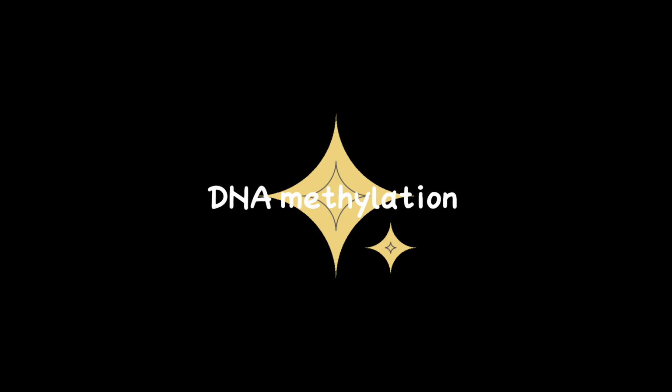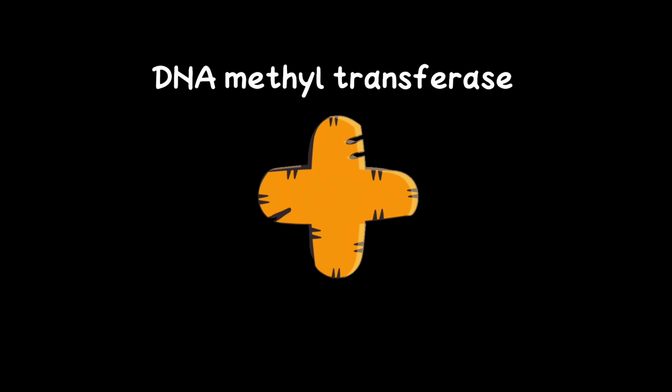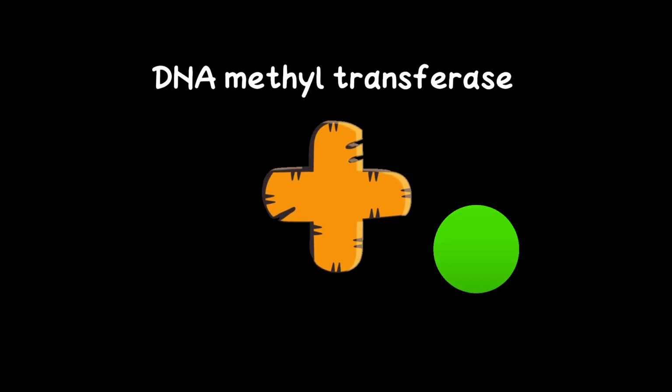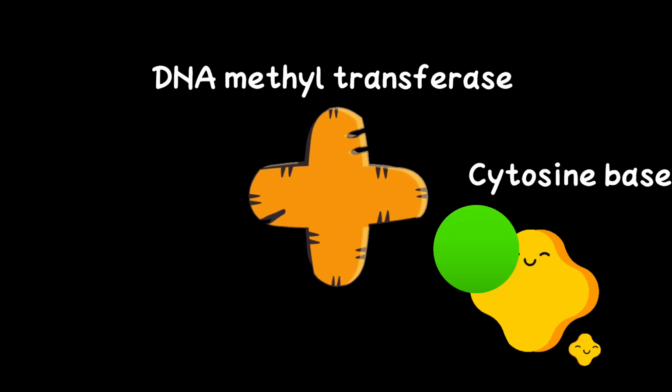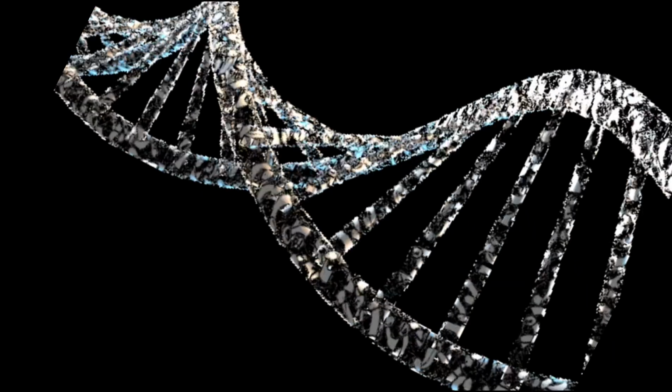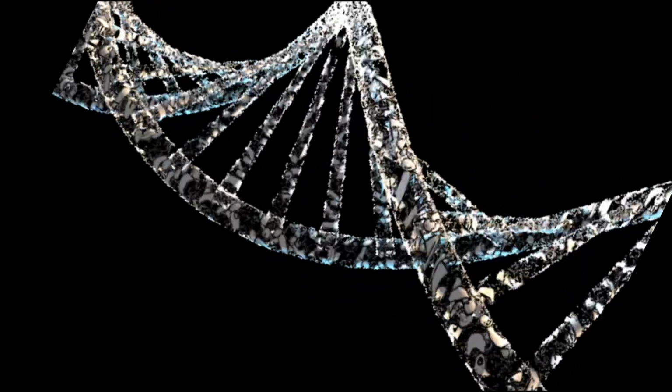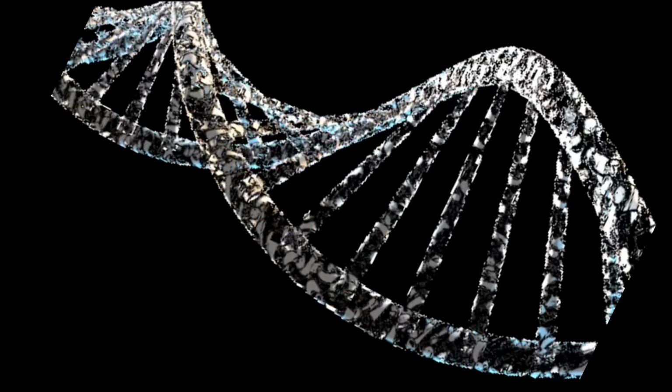So, epigenetic modification in the nucleus: DNA methylation. It occurs in the nucleus where the DNA methyltransferase enzyme adds methyl groups to cytosine bases. It typically represses gene expression by making DNA less accessible to the transcription machinery.